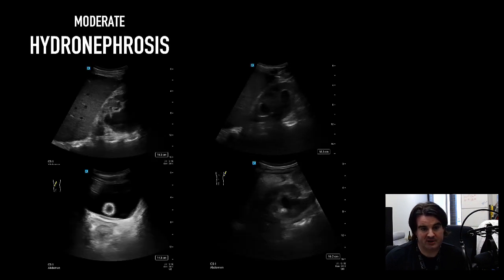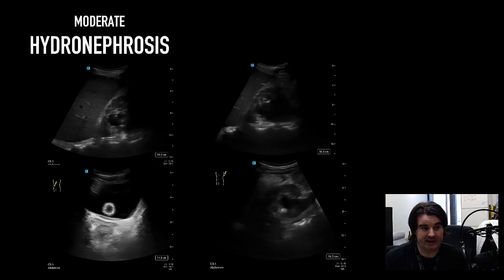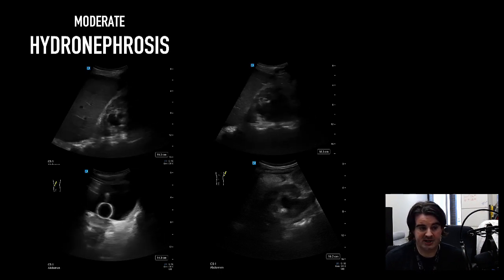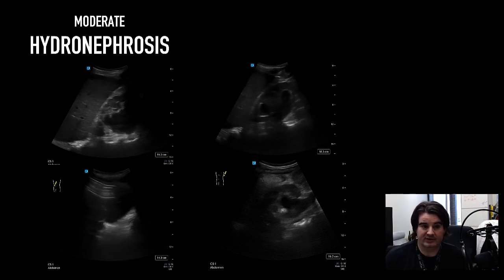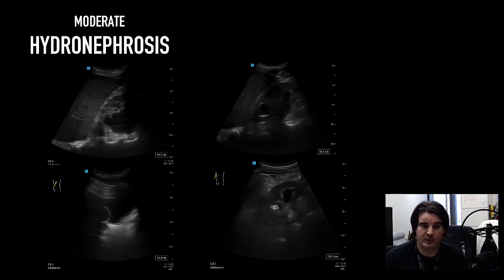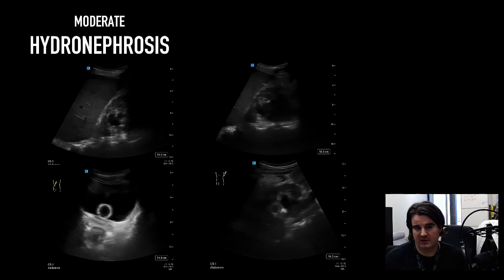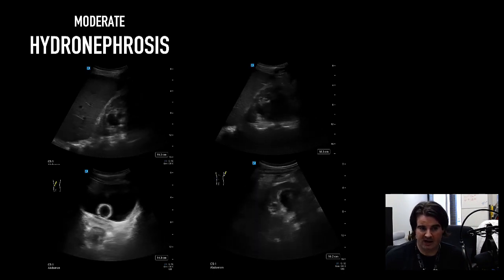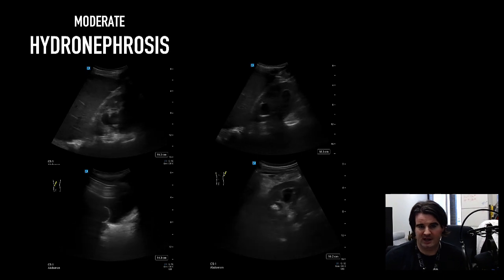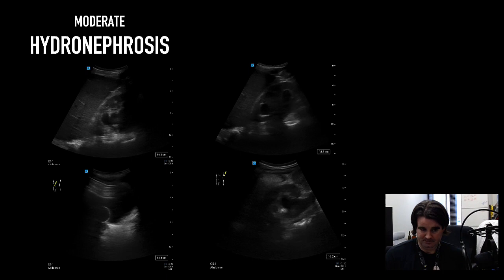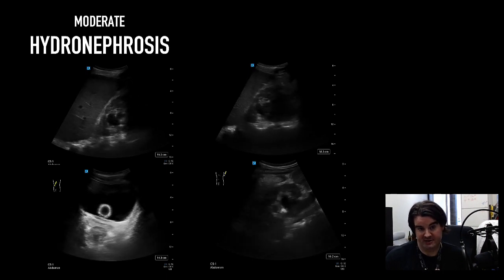Here's an example of a patient we recently had in our ICU, which, unbeknownst to us, as we were doing some educating at the bedside, there actually was the presence of bilateral moderate hydronephrosis. So we can see that there's dilatation here of the renal pelvis, of the major and minor calyces, but we still see the cortex, we still see the medulla, but there are clear, obvious morphological changes.